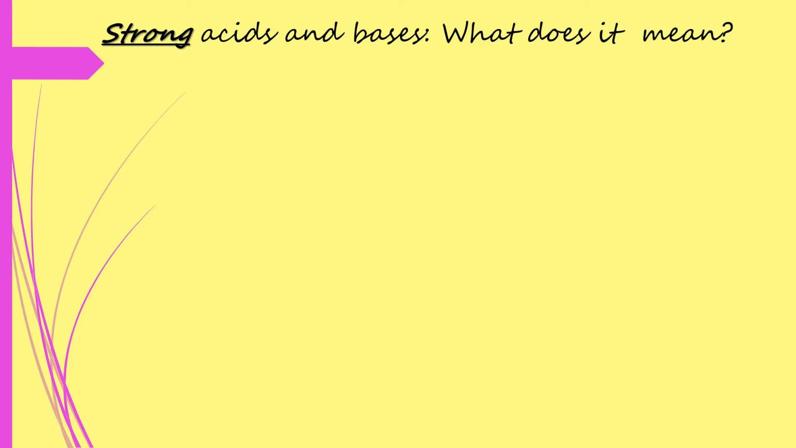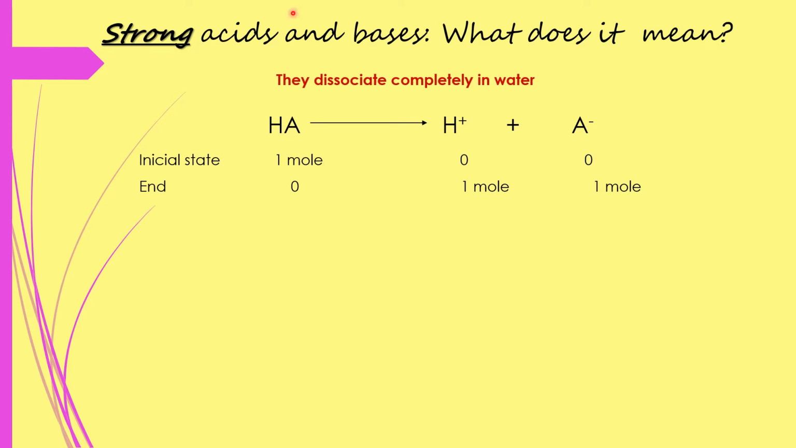What does it mean that an acid is strong or a base is strong? It means that they dissociate completely in water. Let's have a general formula for a strong acid. If we put 1 mole of acid in the water, at the beginning, we have nothing of the ions. But after the dissolution of the acid, there is nothing left of the molecular form of the acid. It is all separated in hydrogen ions and the anions.